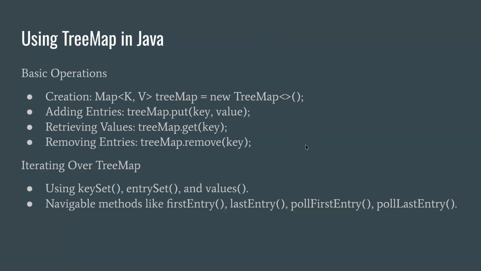Iteration can be done over key sets, entry sets, or values. Additionally, TreeMap offers several navigable methods like firstEntry, lastEntry, and they can be really helpful in scenarios where you need to quickly jump to specific entries. For those of you who want to know more about these operations or any additional operations, please feel free to take a look at Java references on TreeMap.